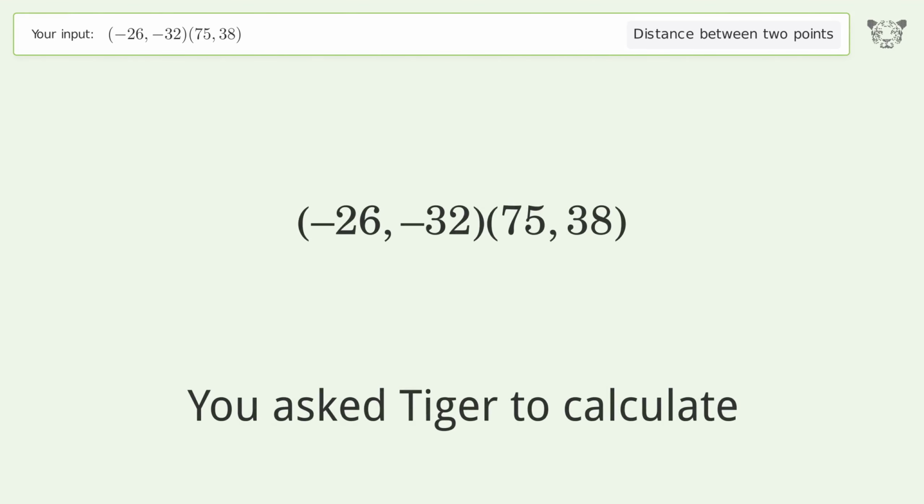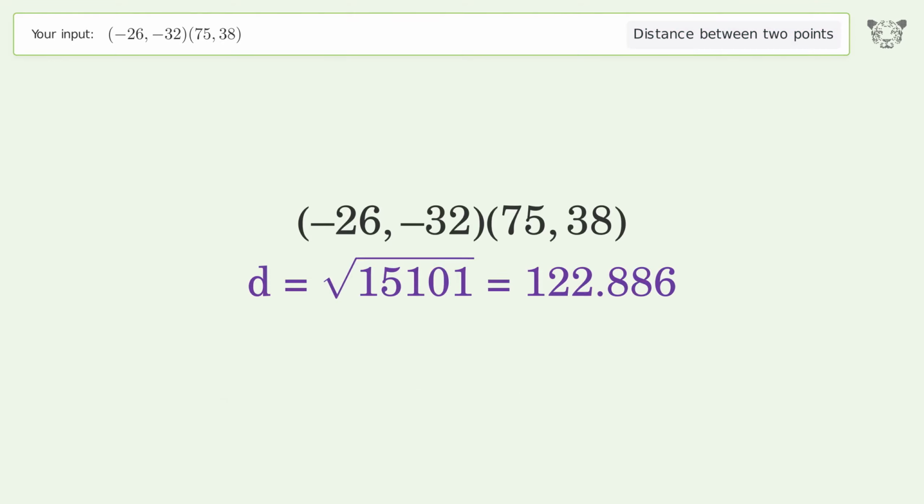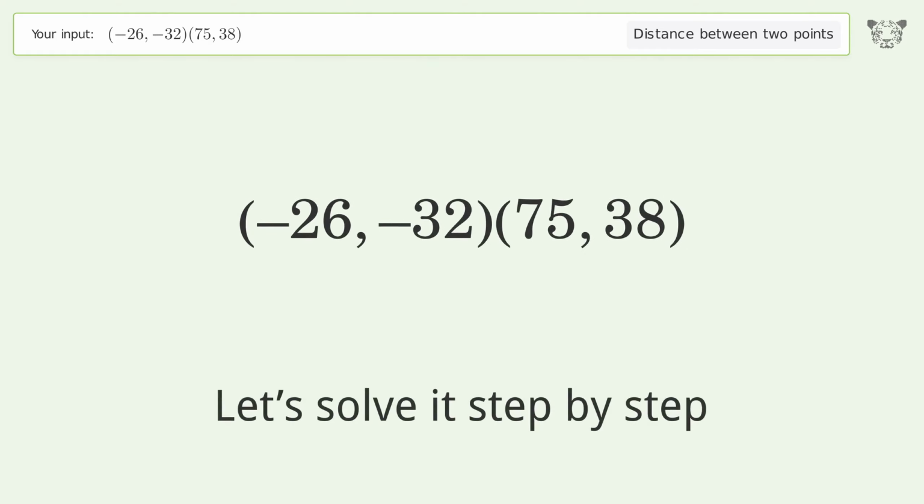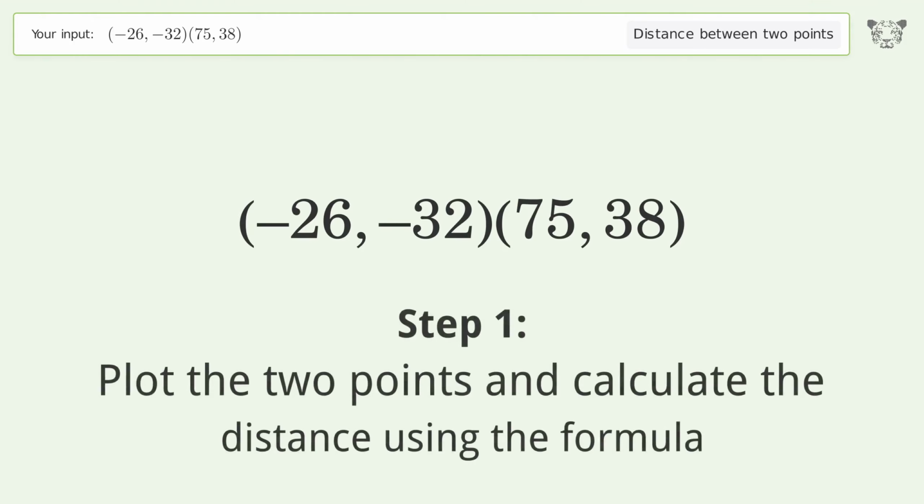You ask Tiger to calculate. This deals with the distance between 2 points. The distance between the 2 points is the square root of 15,101, or 122.886. Let's solve it step by step. Plot the 2 points and calculate the distance using the formula.